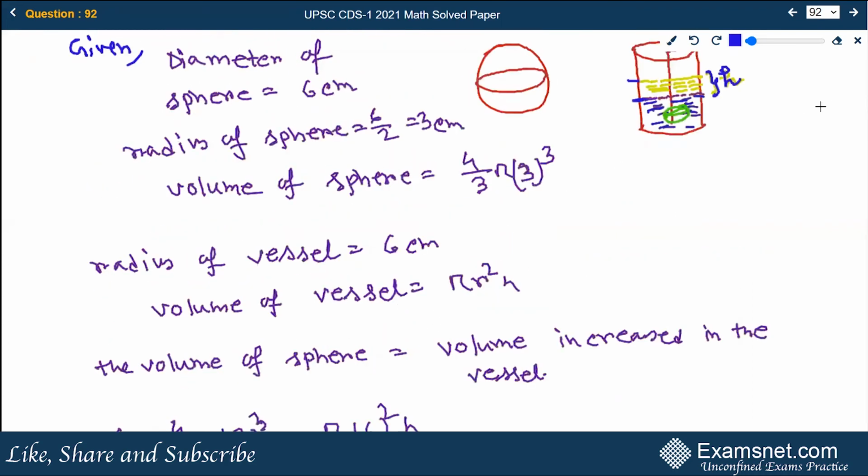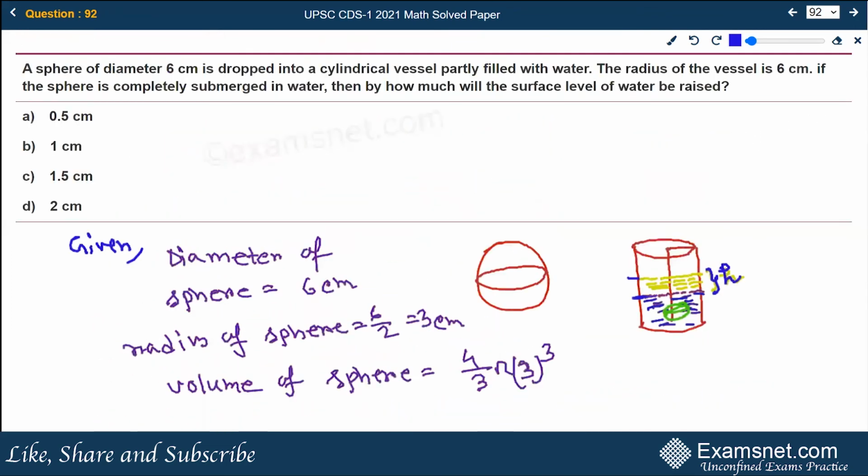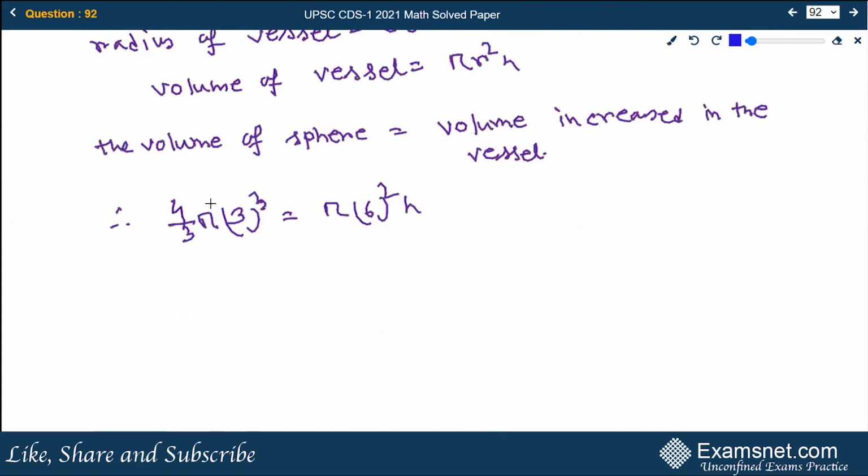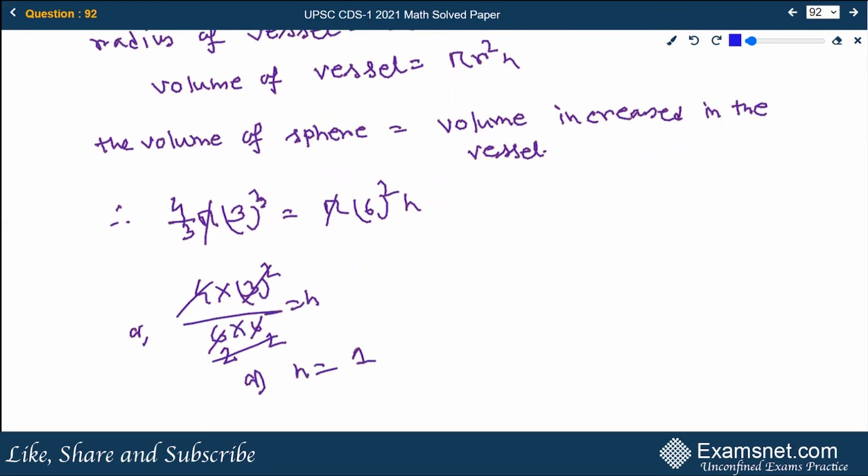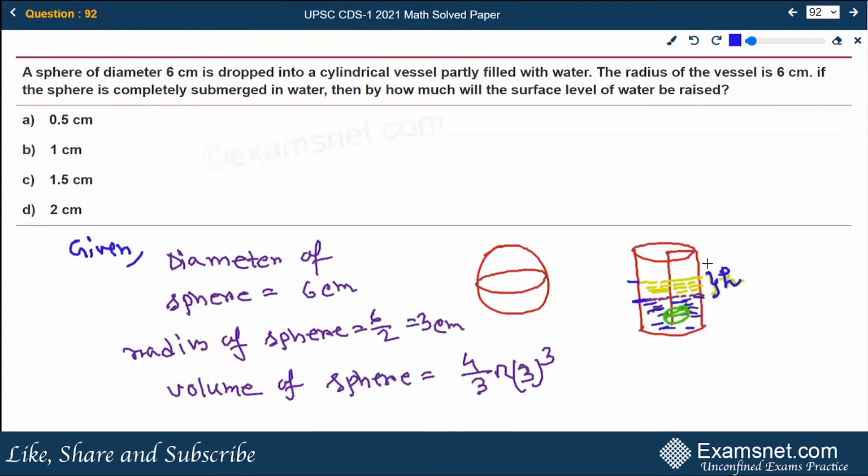Let h be the height of the water level that has been raised after dropping the sphere. So the pi cancels, 3 whole square by 6 equals h. 2 2 and 4. So h equals 1 centimeter. 1 centimeter is the level of water rise in the cylindrical vessel. The value for h is 1. Here option B is the correct answer.